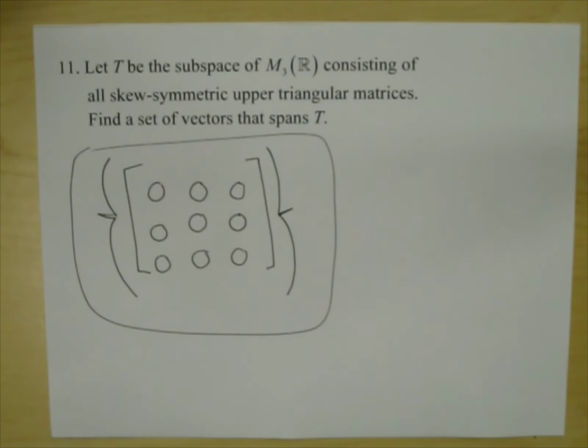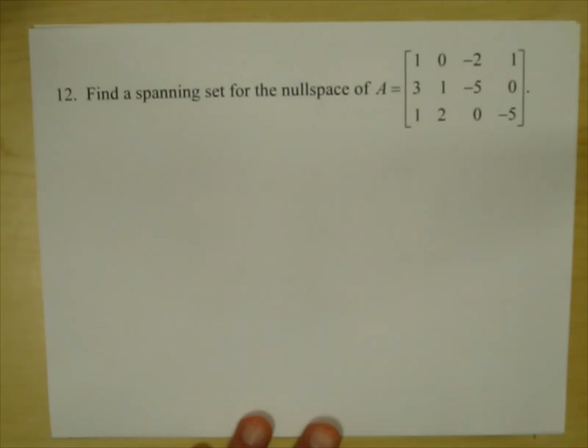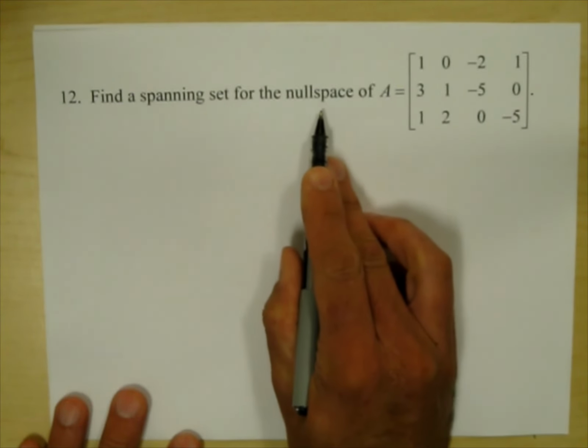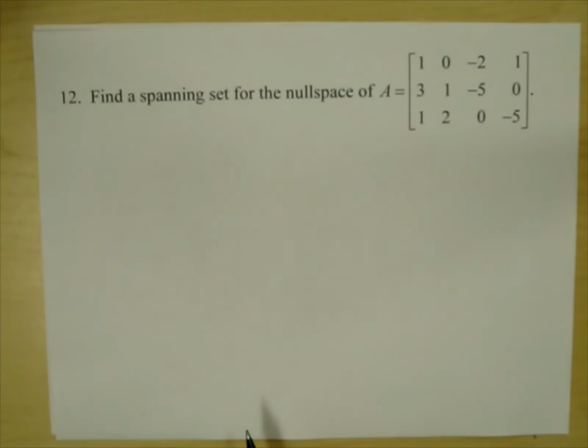It was a lot easier to write the answer for number 11 than it was for number 10. Well, why don't we go ahead and do 2 more examples, and then we'll be done with 4.4. So 4.4 had quite a lengthy lecture here, just a lot of stuff to learn. Find a spanning set for the null space of A. So you might want to pause the video and see if you can do this one on your own.